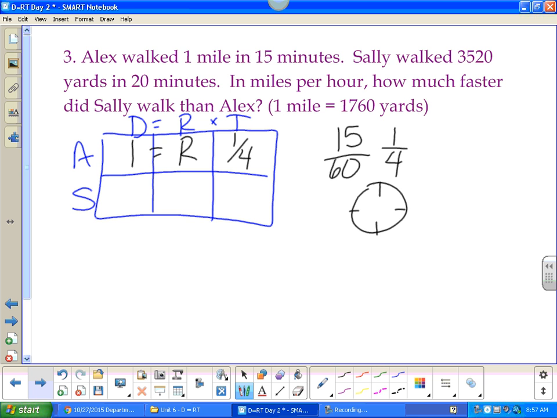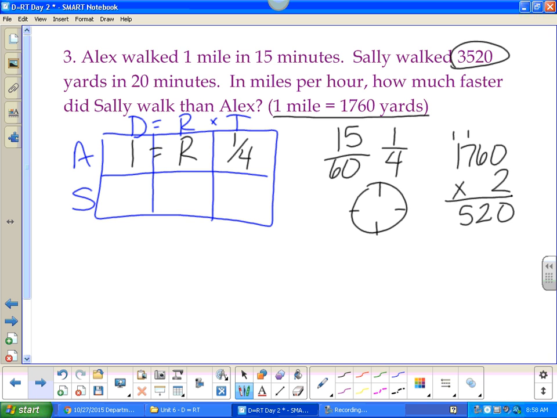Now, Sally walked 3,520 yards. Okay, well, it tells us that 1 mile is 1,760. So I've got to see what can I multiply this by so that I get that. I think multiplying it by 3 is going to be a little much. Let's try 2. 2 times 0 is 0. 2 times 6 is 12. 14, 15, 2, 3. Yep. So 2 miles for the distance. I don't know the rate.